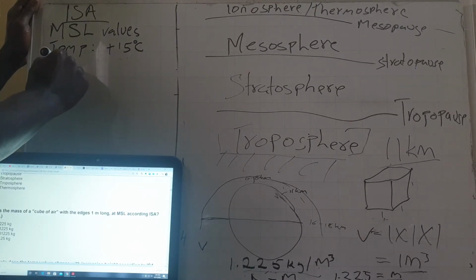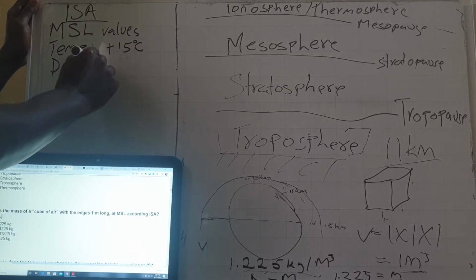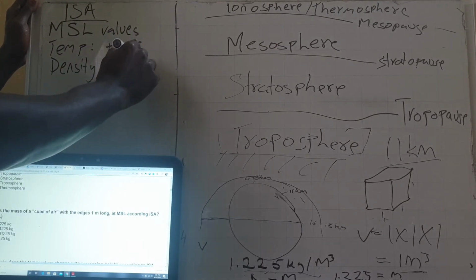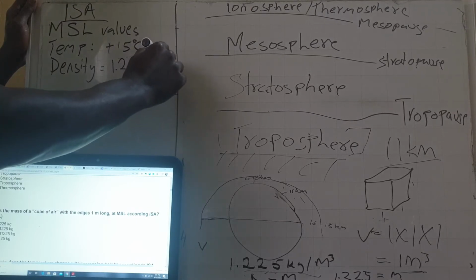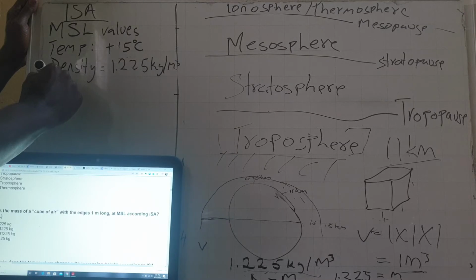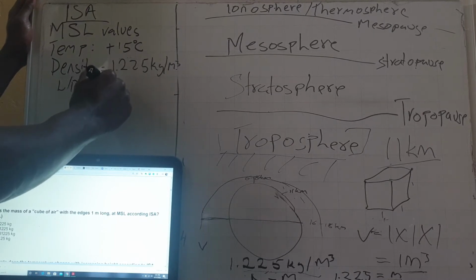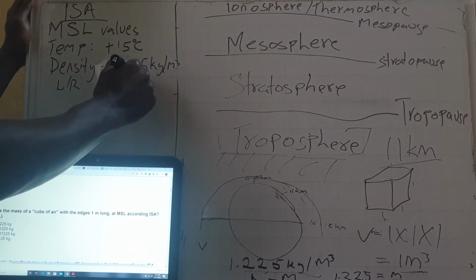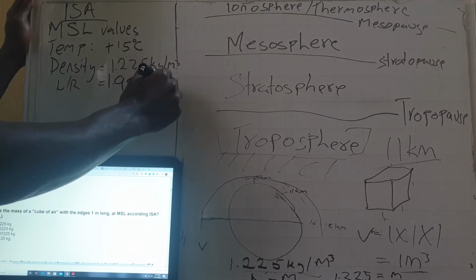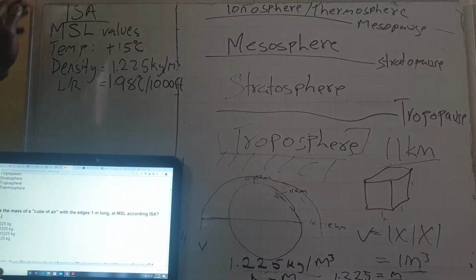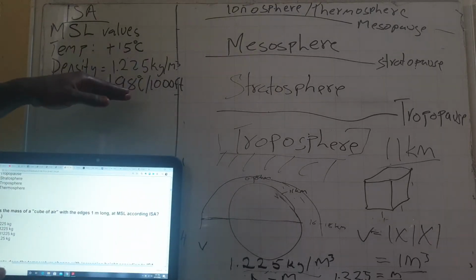The density, you have seen, is given as 1.225 kilogram per cubic meter. Then you have what we call the lapse rate. Lapse rate is the rate at which temperature changes with height. So the lapse rate is given as 1.98 degrees Celsius per 1,000 feet. So for every 1,000 feet you go up, there's a drop of 1.98 degrees, almost 2 degrees. 1,000 feet, 2 degrees. Remember, at the ground it's 15.